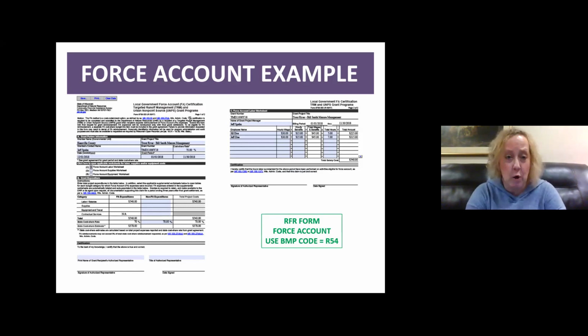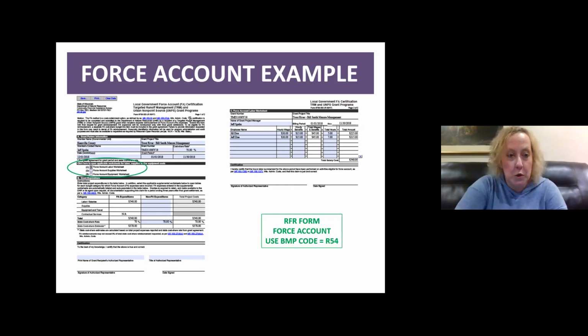Force account, again, can only be reimbursed with the final grant reimbursement. And this force account certification form, Form 8700-353, also is on the DNR website under the reimbursement tab. And there too, again, it's a record of your labor, your county staff labor.